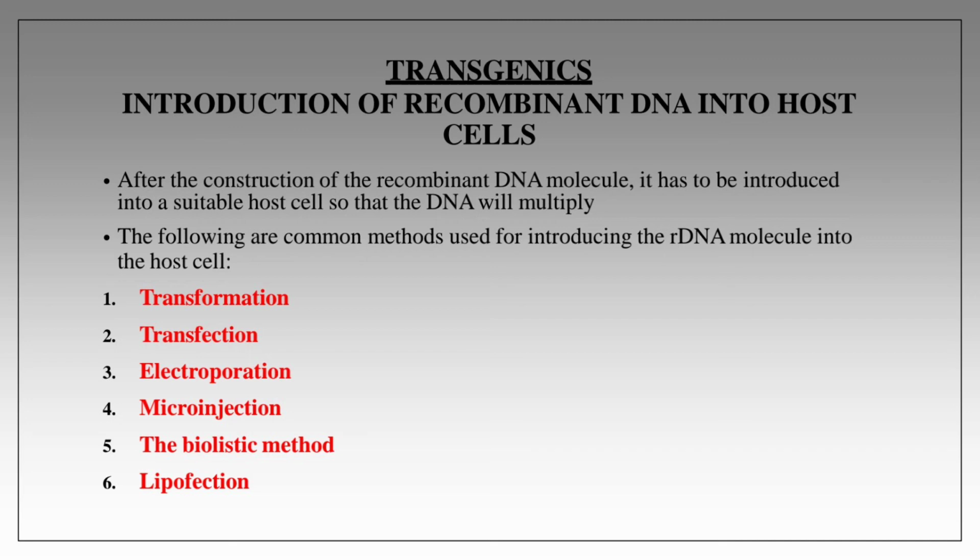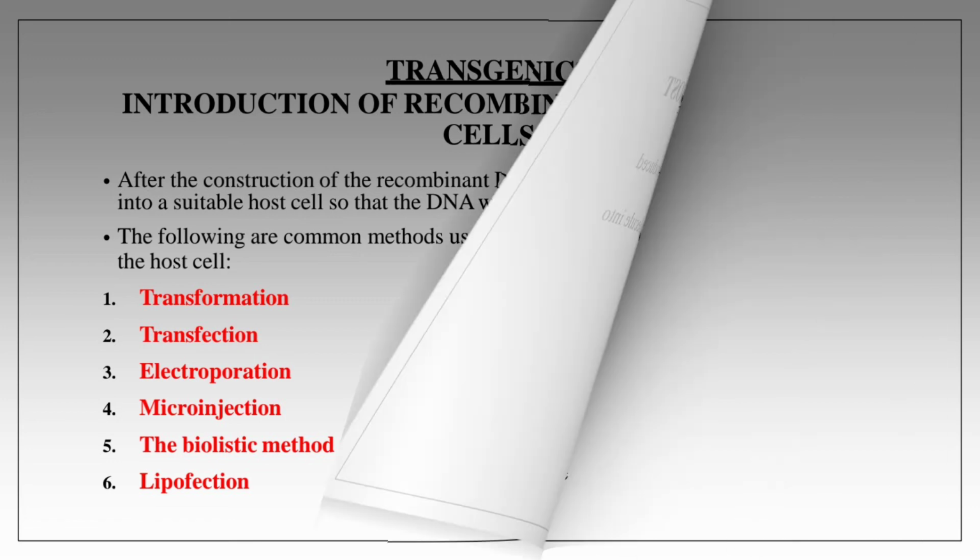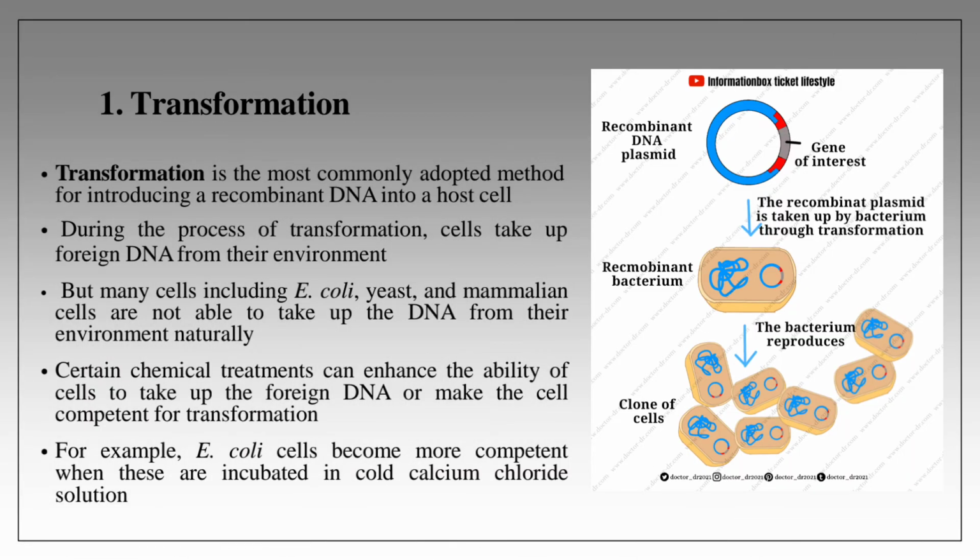Transgenic introduction of recombinant DNA into cells. After the construction of the recombinant DNA molecule, it has to be introduced into the suitable host cell so that the DNA will multiply. The following are common methods used for introducing the recombinant DNA molecule into the host cell. Number 1. Transformation. Number 2. Transfection. Number 3. Electroporation. Number 4. Microinjection. Number 5. The ballistic method. Number 6. Lipofection. As you can see with the diagram, transformation is the most commonly adopted method for introducing a recombinant DNA into a host cell.